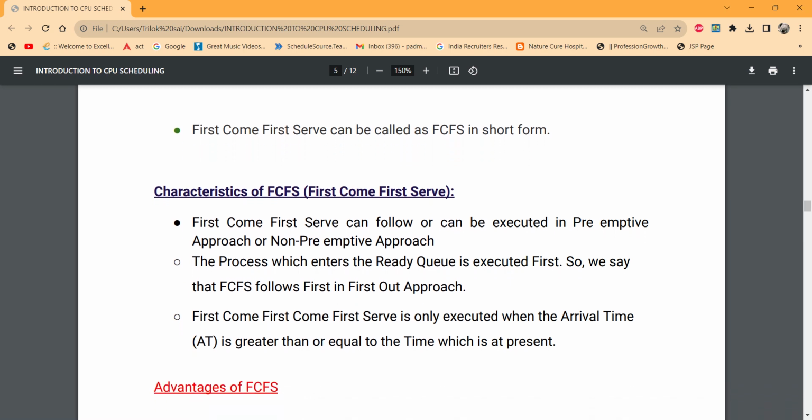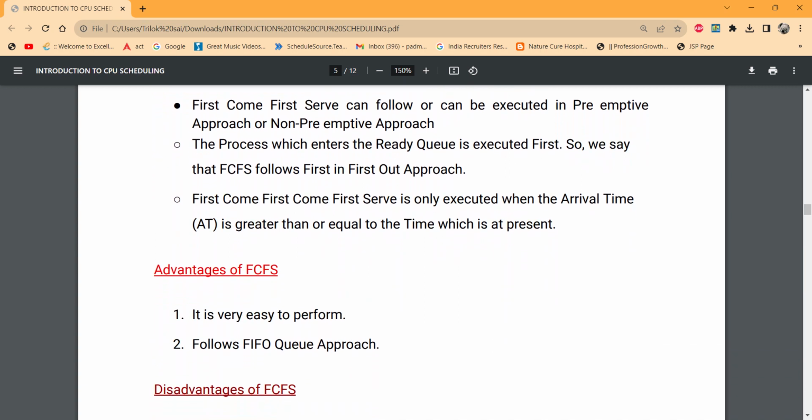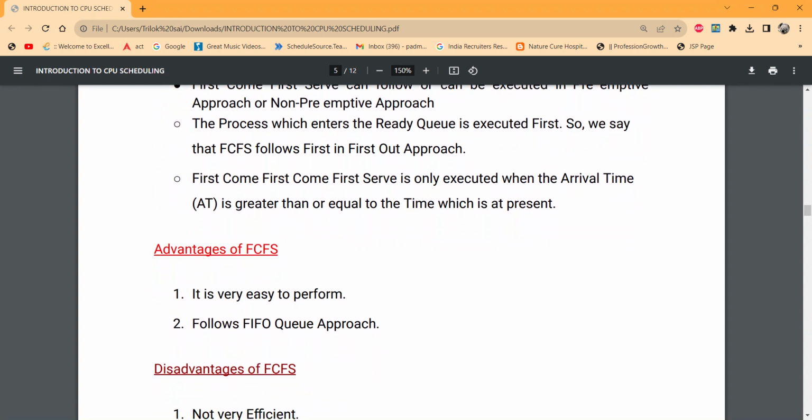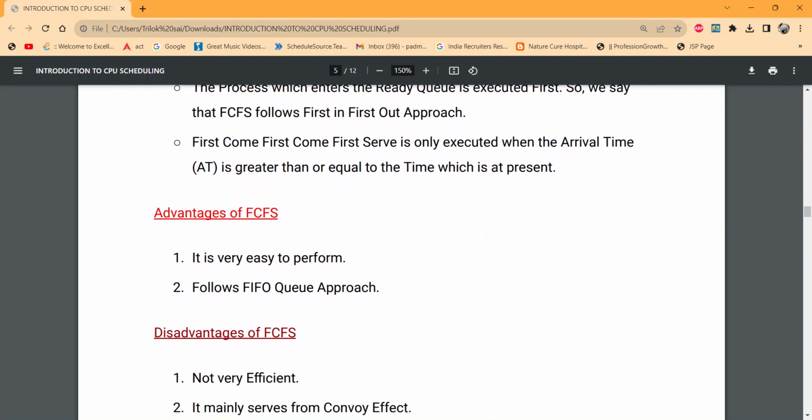Okay, friends. First come first serve is only executed when the arrival time is greater than or equal to the time which it is at present. Now, what are the advantages? It is very easy to perform. It follows the FIFO queue approach, first in first out queue approach.